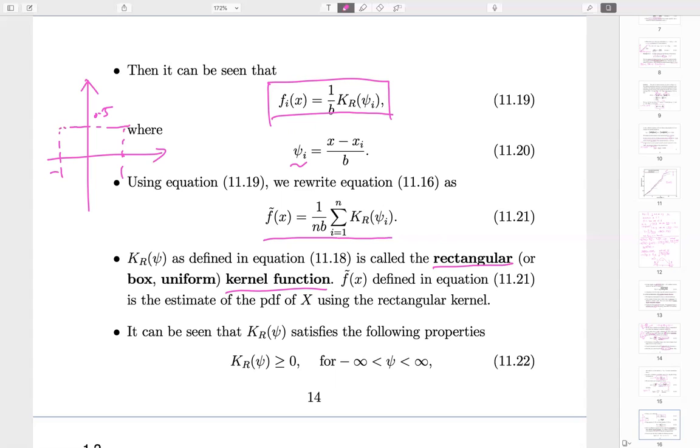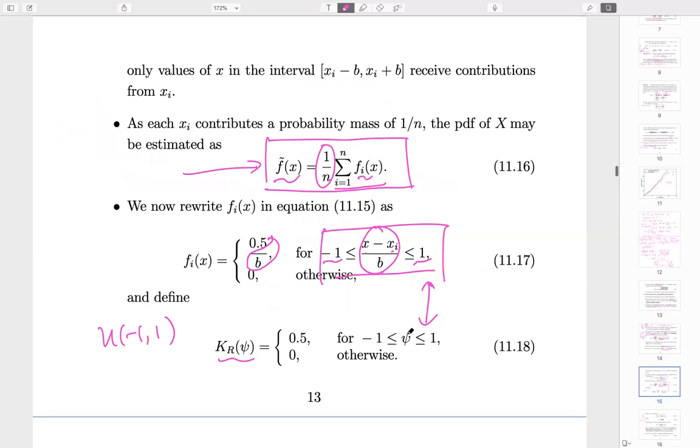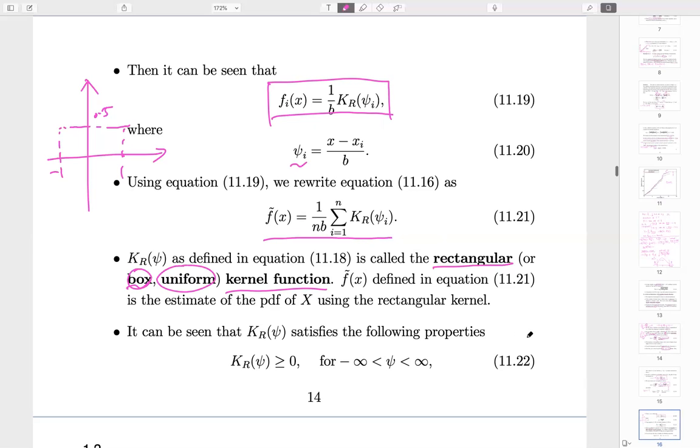But it does not need to be a rectangle. Of course, you can call it the box. Box is the same as rectangle. You can also call it uniform because it's a uniform distribution. Then it gives us a way to generalize because here, K is nothing but a uniform on -1 and 1. We may want to try a different choice. All we need is a density.